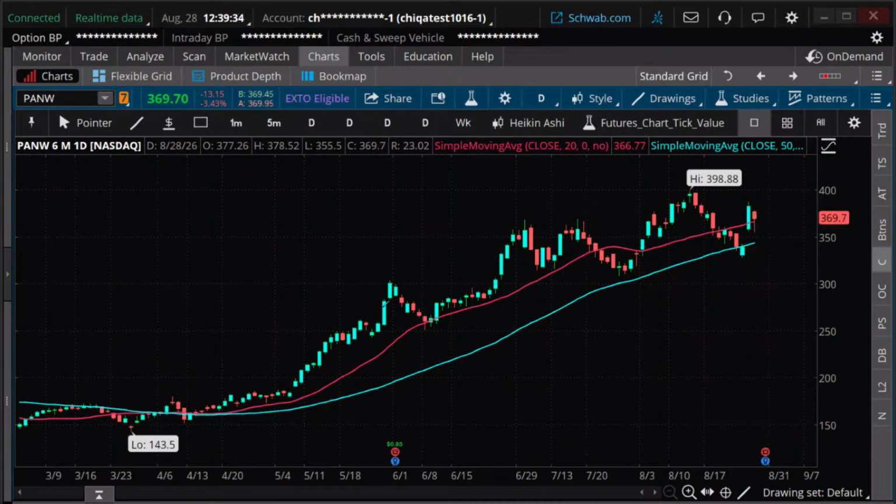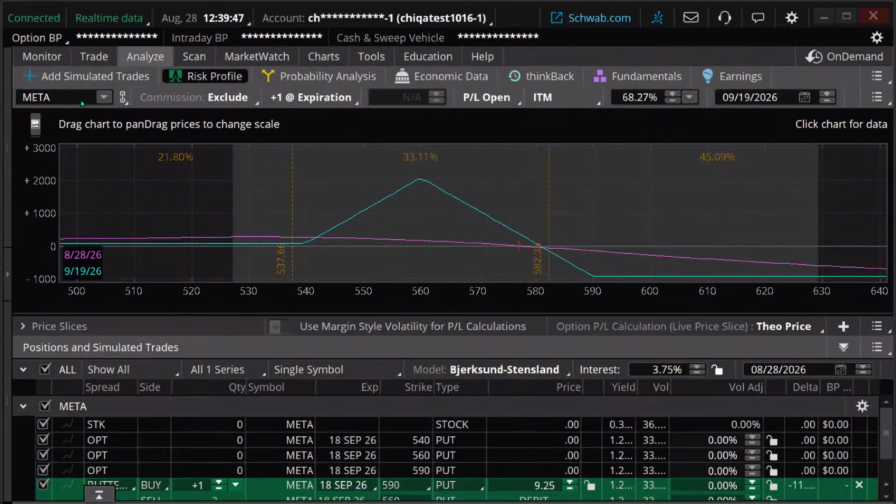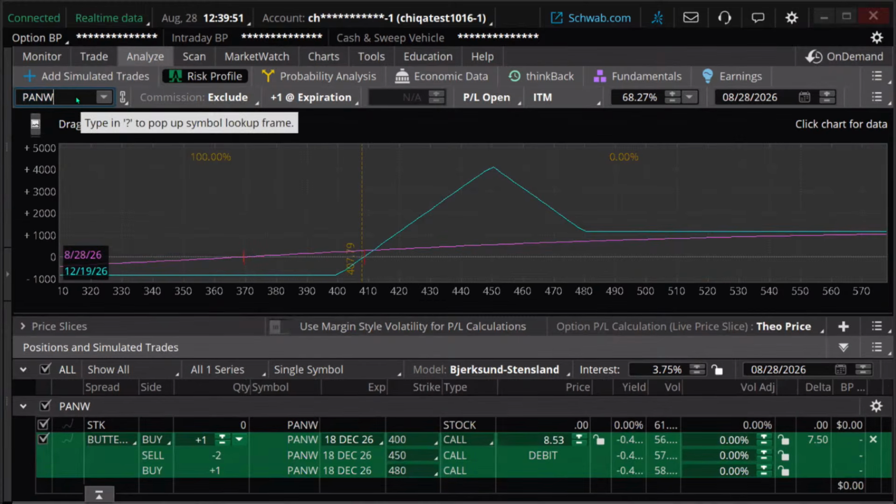So this is going to be longer term and we're going to choose a higher strike on this. So as I mentioned, this was a trade that I saw someone else do, but I thought, let's share it with you. So I'm going to the Analyze tab. I'm going to go to PANW. I think I already have it up. Yeah, I have the trade up here. Now let's look at the trade. The trade is this.